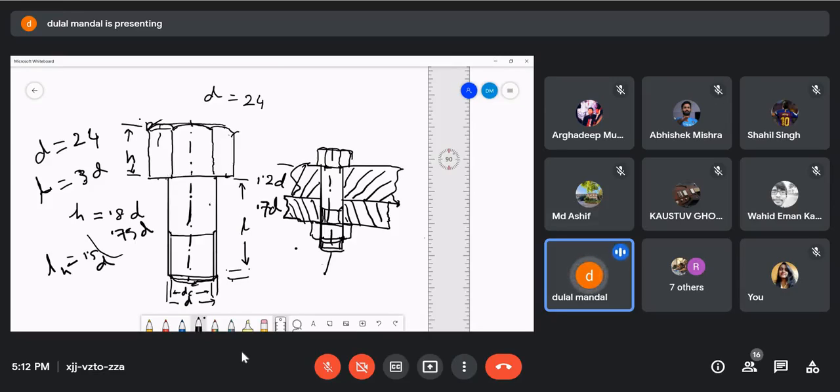Suppose you do not need the total thread, you only need to fit the nut, in this case the attachment. So why would you do it? Most of the screws, you will see, have the total portion threaded, and that is the requirement. Not most of the screws need threading there.